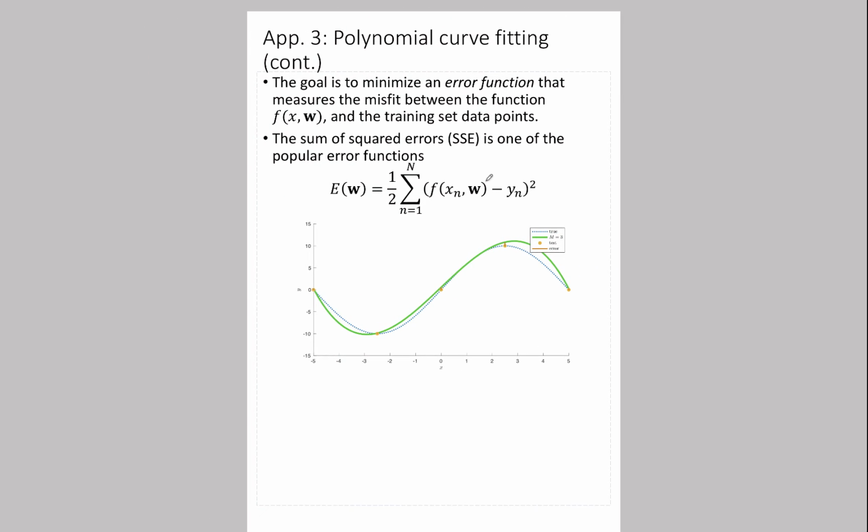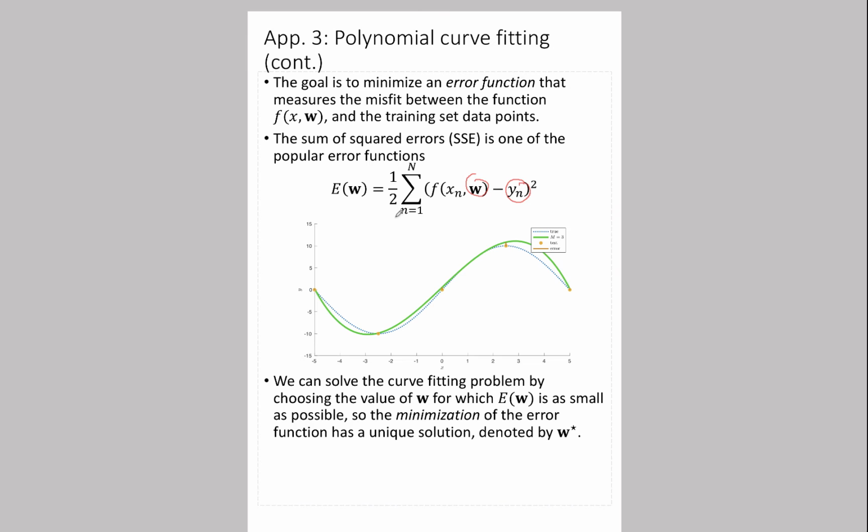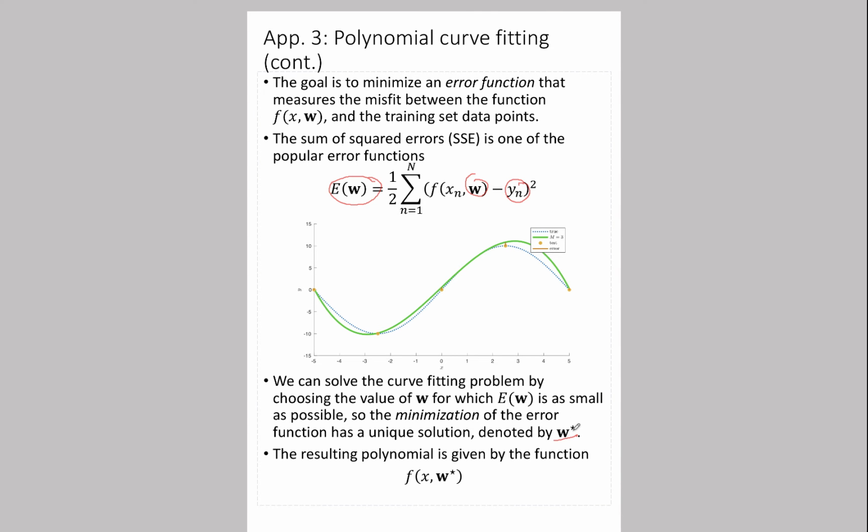The values of the coefficients w are determined by fitting the polynomial to the training data by minimizing an error function, e of w. The error function measures the misfit between the model for any given weights and the training data points. We can solve the curve fitting problem by choosing w such that e of w is minimized, so that the minimization of the error function has a unique solution denoted by w star. The resultant polynomial is given by the function f of x with weights w star.